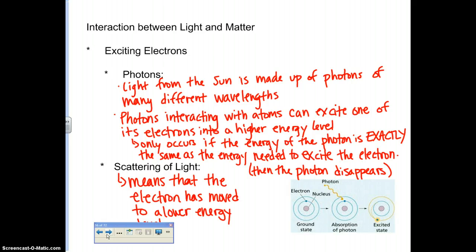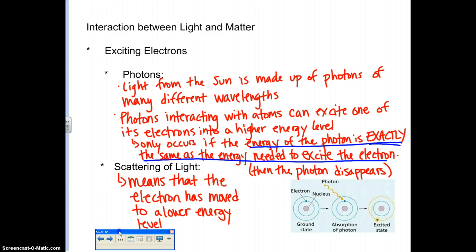Photons interacting with atoms can excite one of its electrons into a higher energy level. This only occurs if the energy of the photon is exactly the same as the energy needed to excite that electron. That's the only time you're going to see the electrons jump to a higher energy level due to interactions with photons. Then the photon disappears. If you see scattering of light, this means that the electron has moved to a lower energy level.